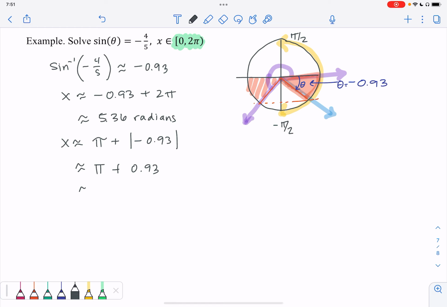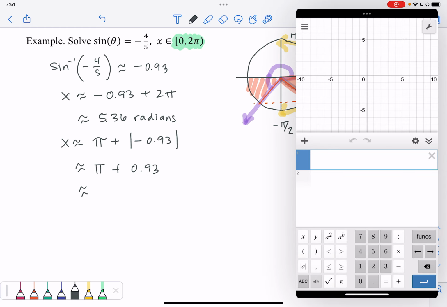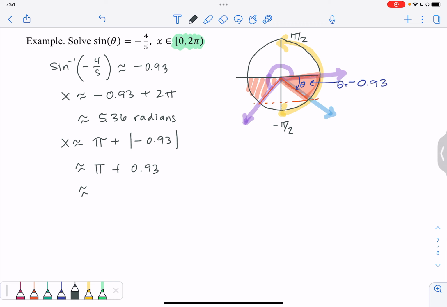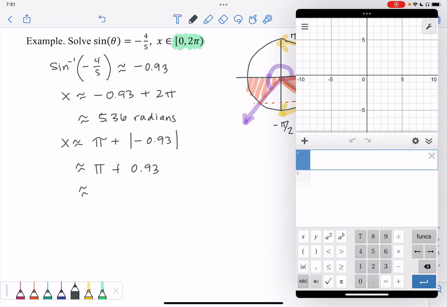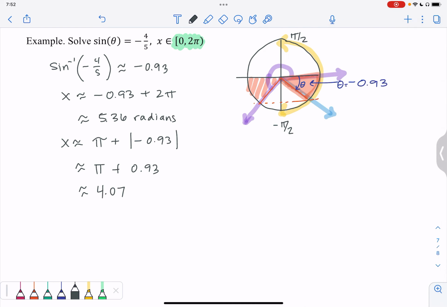Okay, so let's see, I'm in the wrong app, but I think it'll still work here. I need pi plus 0.93, about 4.07. Okay, great. So this is again in radians, and there are two solutions for this between 0 and 2 pi. So I can go ahead and give my solution set: 5.36 and 4.07.